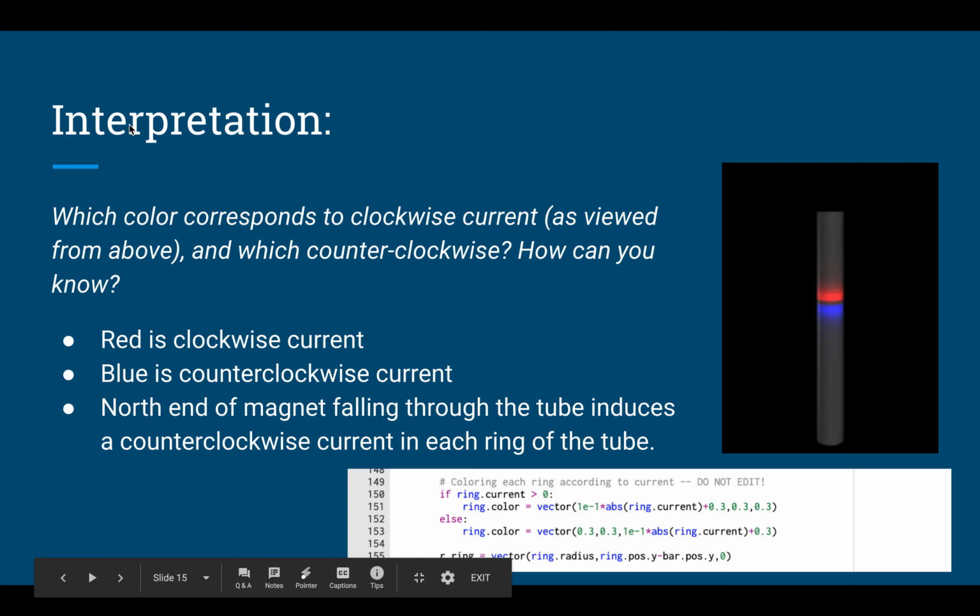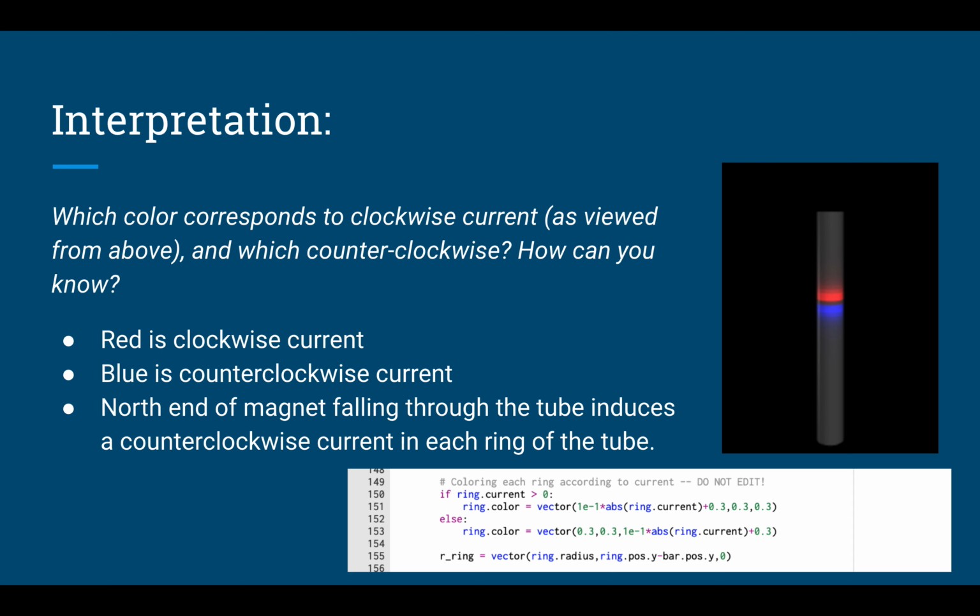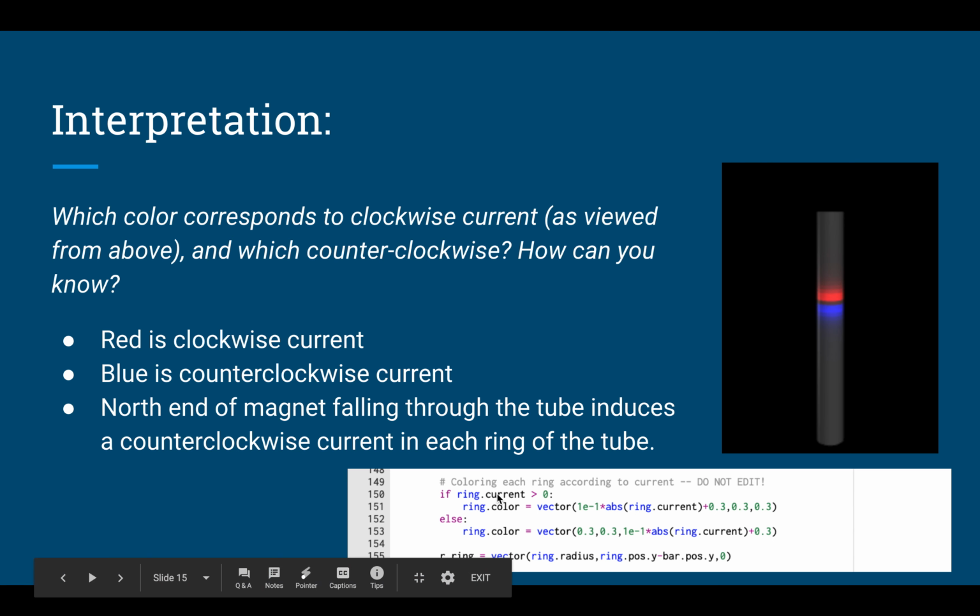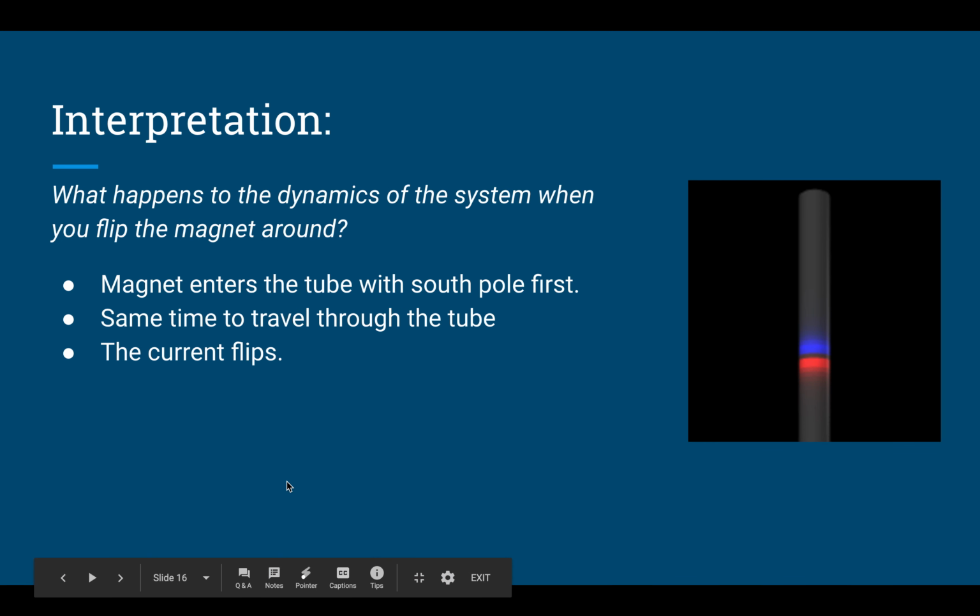So the direction of currents can be explained by Lenz's law, and since the magnet is falling downward, the change in flux increases in the negative y direction. So we can see this induces a current in the counterclockwise direction below the magnet, so it can oppose the flux. And that counterclockwise current is exhibited here as the blue ring. Whereas above the magnet, there's a clockwise current, which is red. So the section of the code below just shows how the ring color was set.